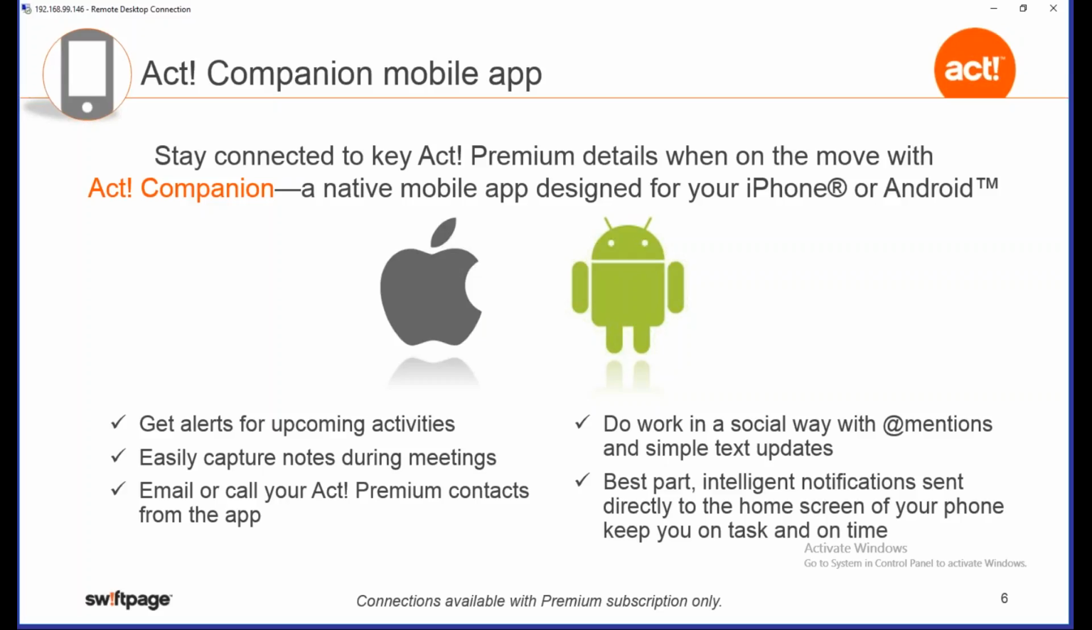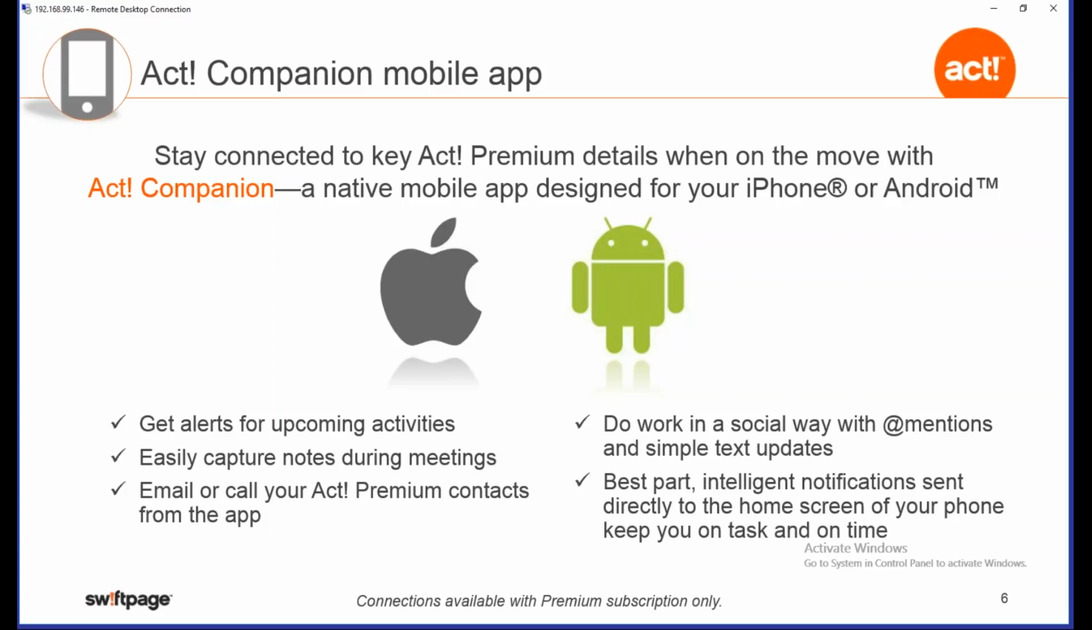Easily captured notes during meetings. Now, this is sort of a misnomer because there's no notes section in the companion. It's going to be related to the history. So when they say easily capture notes, it basically means the details of the meeting, so it's going to show up in your history. You can email or call the contacts right from this app, similar to how you do now with ACT Premium Mobile. You'll see their email address, you'll click on it, and it'll open up a new email. Or if you click on their phone number, it's going to dial out their phone number as well.